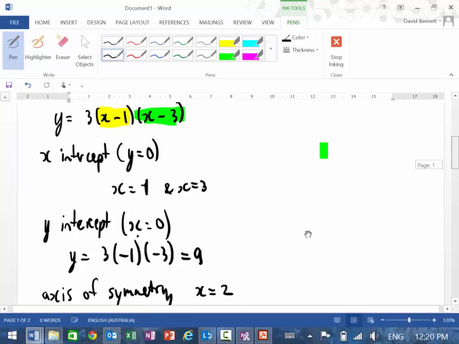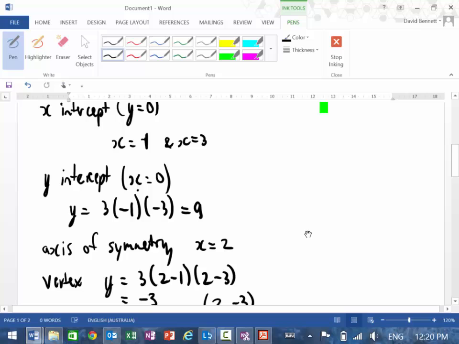Right, so if I think about all of this information, I'm going to do a sketch of that. I've got my x-axis, I've got my y-axis up here. I'm going to have it cutting at 1 and cutting at 3. I'm going to have my vertex point down here at 2, negative 3. It's going to be symmetrical there. It's going to cut at 9.